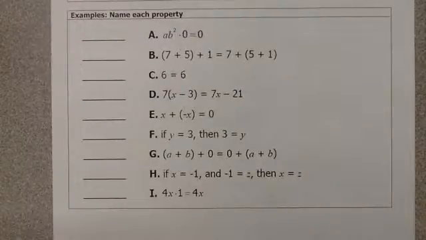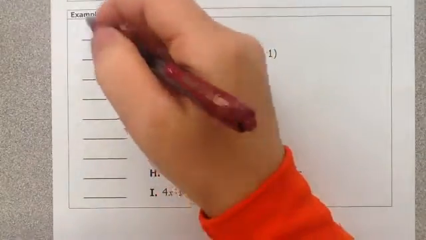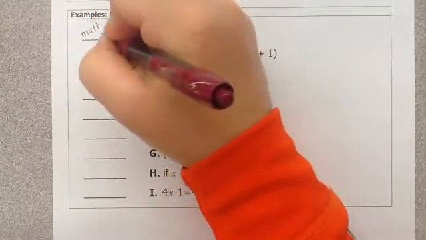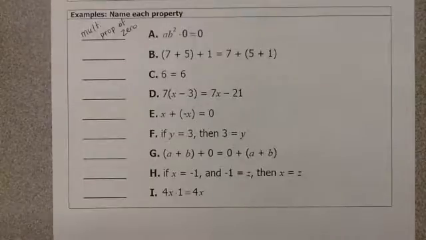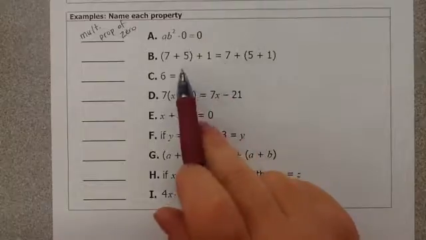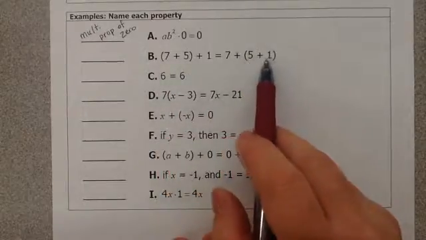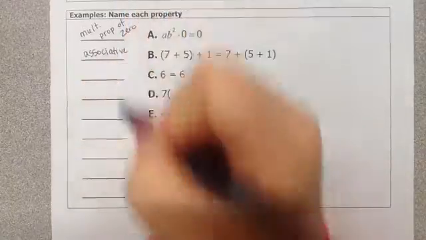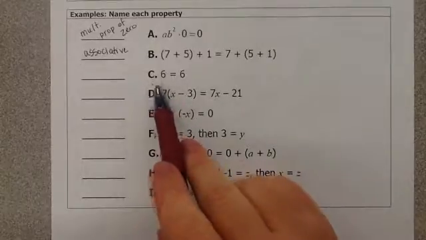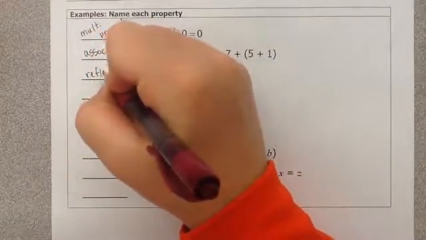Let's review all properties. Some of these will be from previous sections. Name each property. So in A, they're timesing by 0. That is the multiplicative property of 0. If you multiply by 0, that's the multiplicative property of 0. B is one that we did today. What's changing from the left to the right? The parentheses are around 7 plus 5 here. They're around 5 plus 1. Which property is that? Associative. C, 6 equals 6. If something equals itself, which property is that? Reflexive.